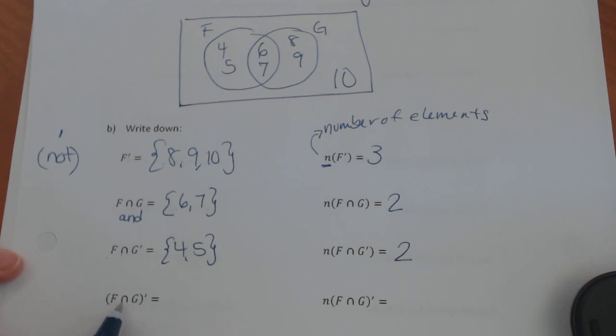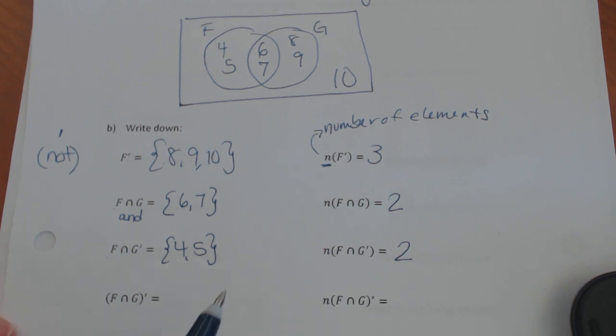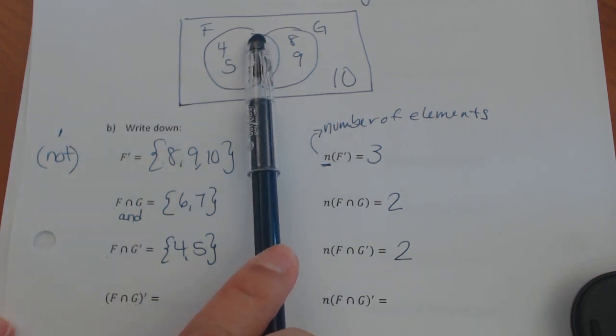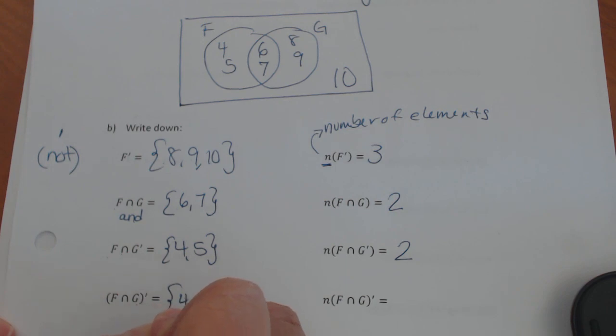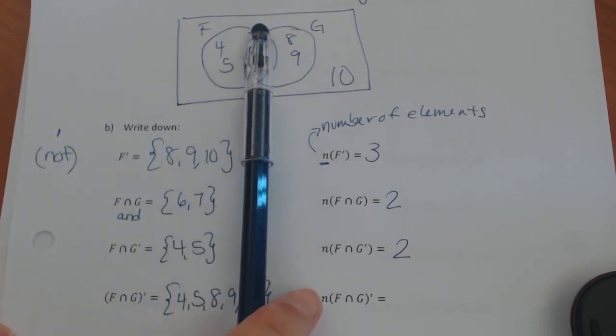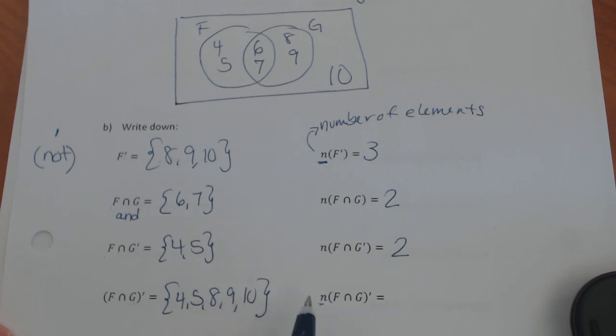Now we have F and G, but we have the complement of that. The complement of F and G means it doesn't belong in F and in G at the same time. So let's first just go back to F and G. F and G were 6 and 7, so it cannot be those two numbers. What numbers are left? 4, 5, 8, 9, and 10. So that's what we write down. We count them up to find the number of elements: 4, 5, 8, 9, 10. So there's 5. 1, 2, 3, 4, 5.